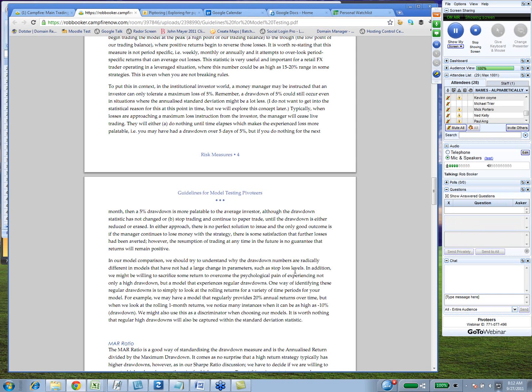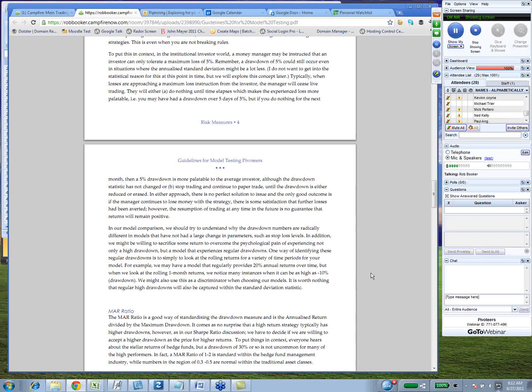In our model comparison, we should try to understand why the drawdown numbers are radically different in models that have not had a large change in parameters, such as stop loss levels. In addition, we might be willing to sacrifice some return to overcome the psychological pain of experiencing not only a high drawdown, but a model that experiences regular drawdowns.